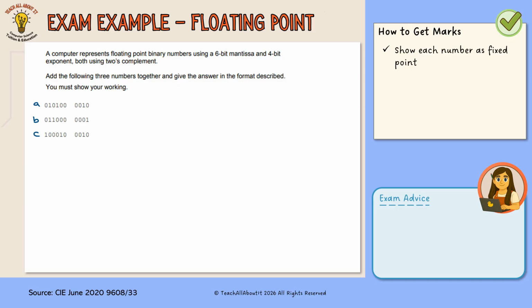The first thing we are going to do is label them A, B, and C, just to make my life a little easier. Future me will definitely thank me when I'm answering this particular question. I'm going to calculate each one of them and put it into a fixed point number. That's really important in order to do the addition. So we're going to turn each one into a fixed point number.